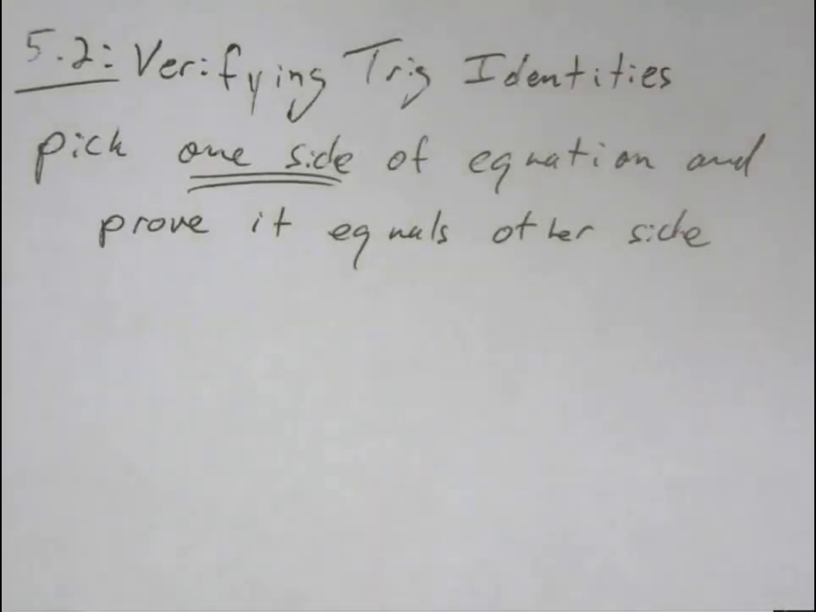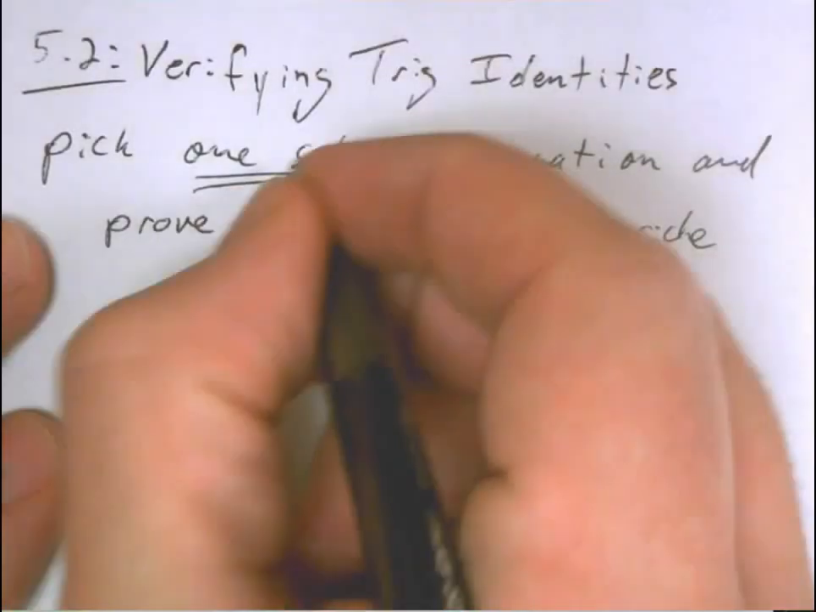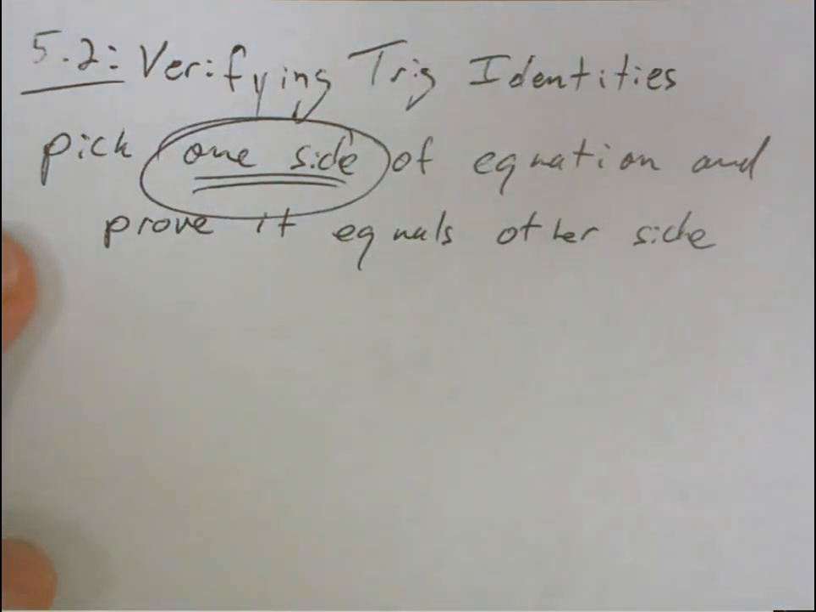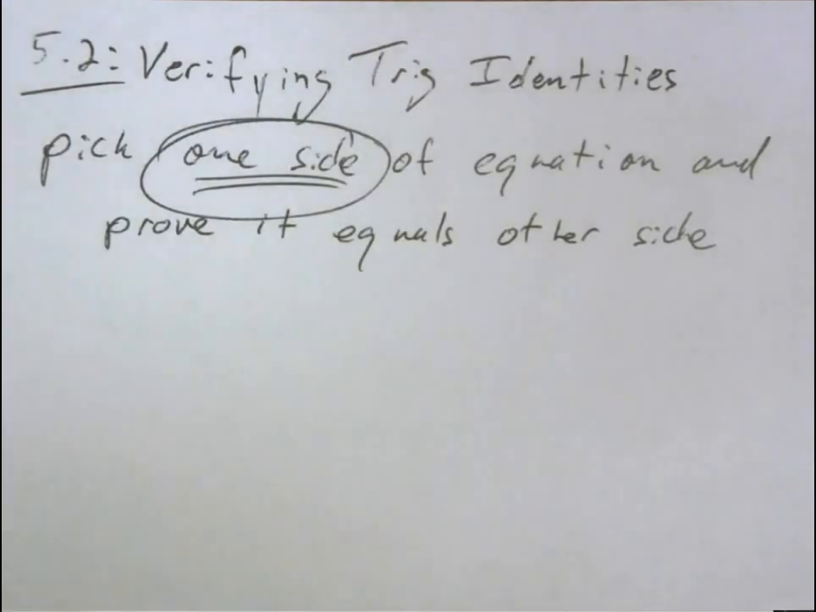Okay, in this video it's going to be more of what we were doing in 5.1, except this time we're actually going to have an equation. We are going to verify that one side equals the other. Notice I have, say, pick one side of the equation and prove it equals the other side. We are going to work with one side only at a time. Do not add, subtract, multiply, divide things anywhere to the other side. We're just going to be simplifying one side to make sure it equals the other side.